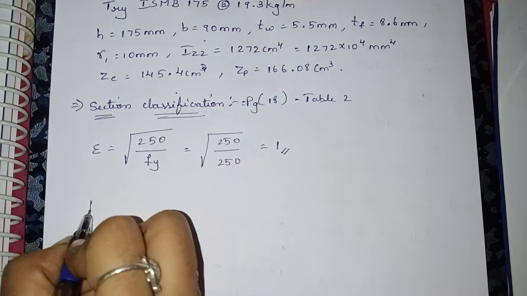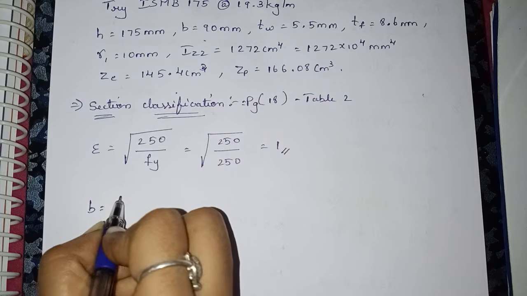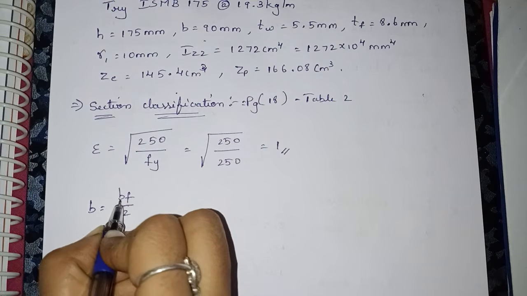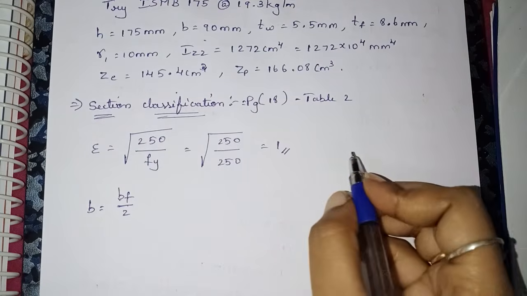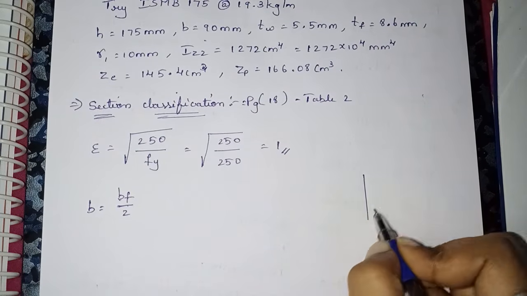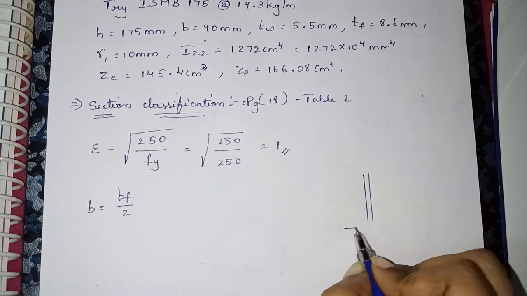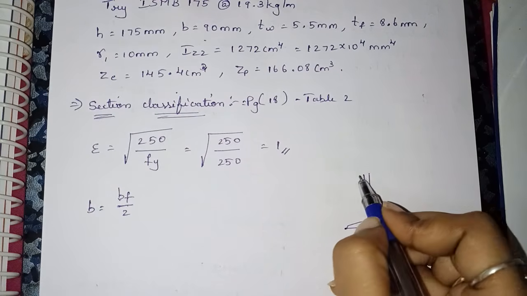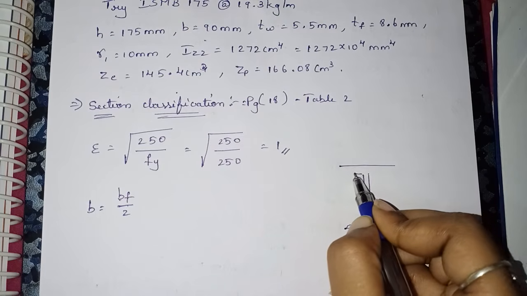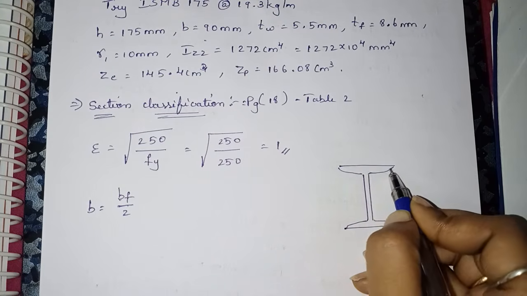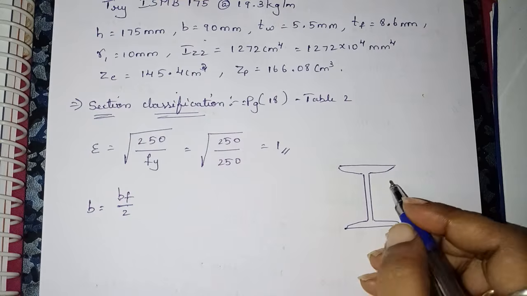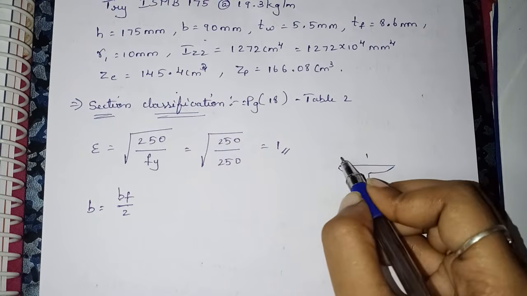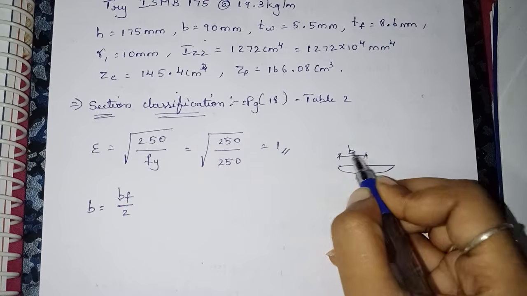Now we will calculate b, which is bf divided by 2. Why is b equal to bf divided by 2? Whenever you are taking the I section, b represents half of the breadth of the flange. So you have got an I section here, and b is nothing but from here till here. So this is b.